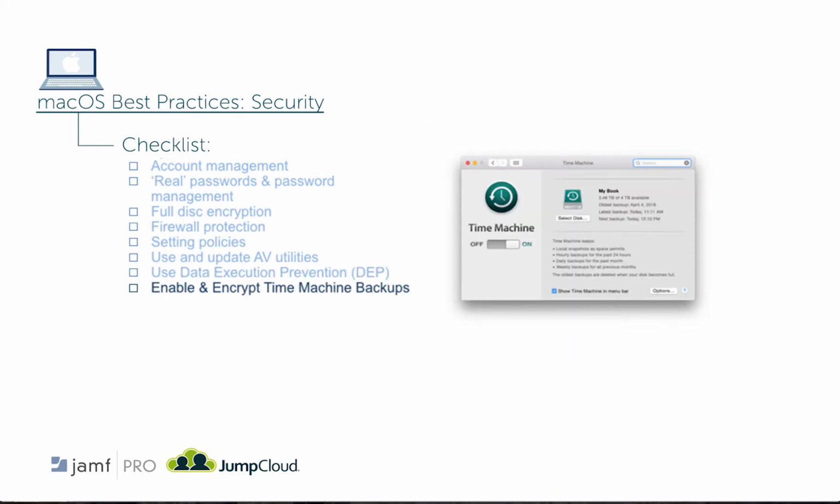Here at JumpCloud, we're effectively a Mac shop. We all use Time Machine, so we all have an encrypted external volume, typically multi-terabyte, that gives us protection in case of a machine failure. From a security perspective, the point I want to drive home here is make sure that that external volume is also fully encrypted as well.